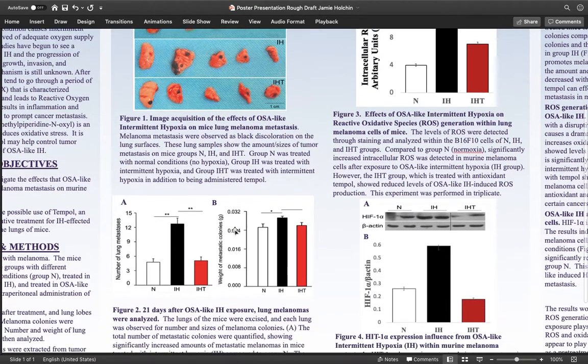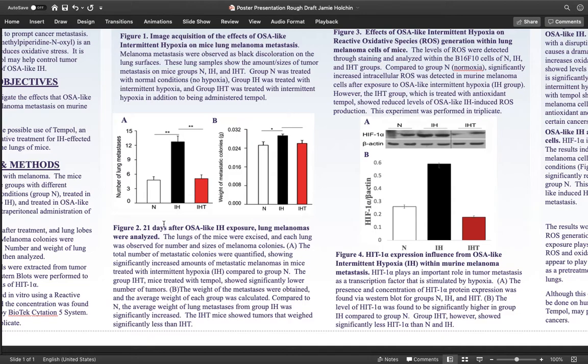And Figure 2 goes along with Figure 1. This is where the lungs of the mice were actually individually observed for the number and size of melanoma colonies. And Figure 2a shows the number of colonies present on the lungs. And as you can see, the Group IH had a significantly higher amount than Group N. This signifies that intermittent hypoxia does play a role in cancer metastasis.